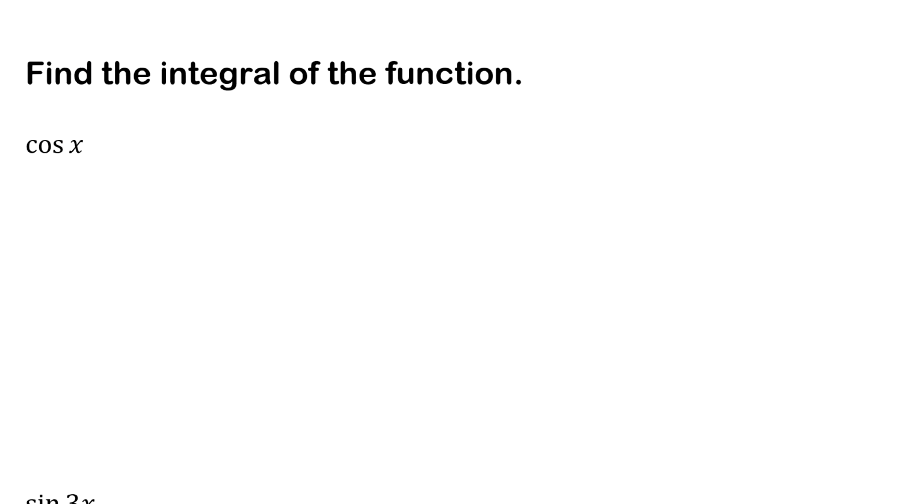So here's our first one. Find the integral of the function cos x. If you wrote down your notes, you should know that the integral of cos x equals sine x plus c. That's as simple as that one.